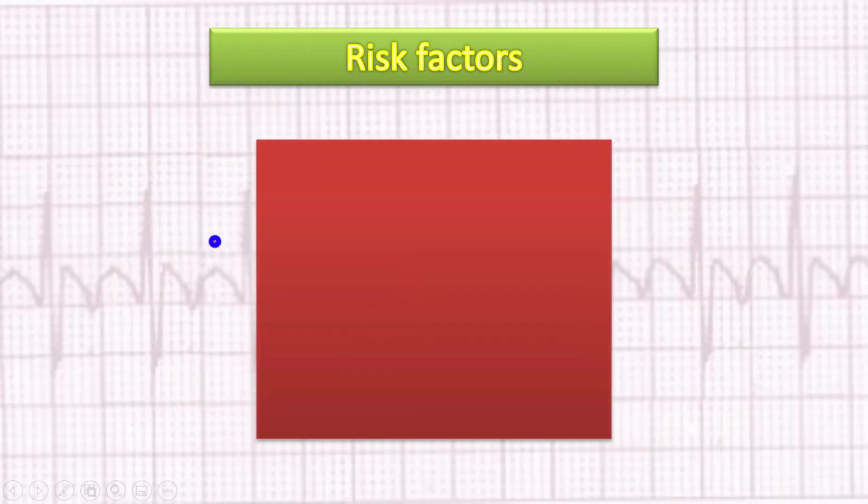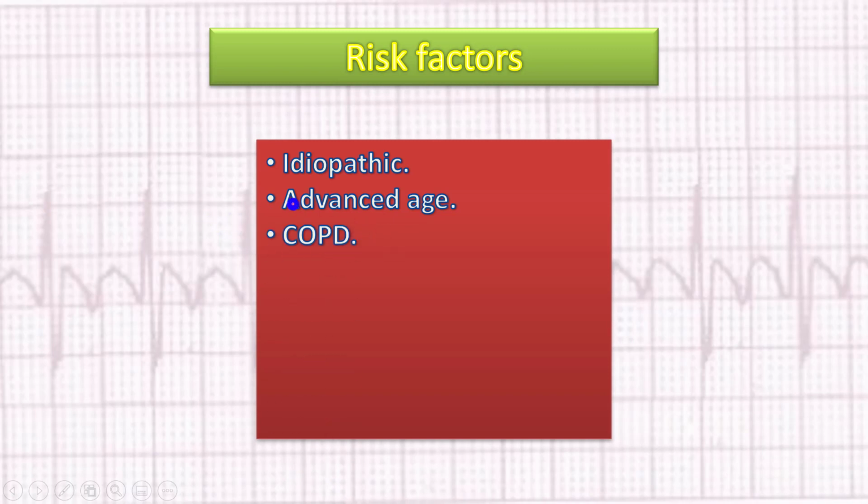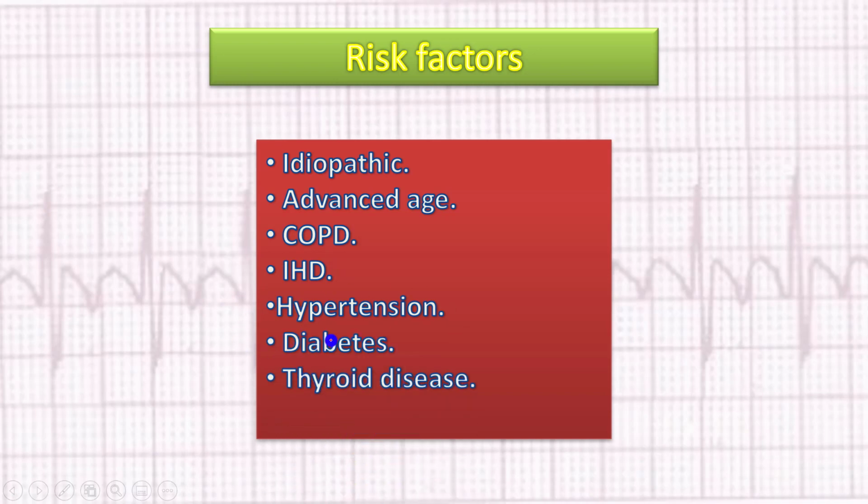The risk factors causing the atrial flutter: most of the cases are idiopathic. Advanced age is one of the most important risk factors for either atrial fibrillation or atrial flutter. COPD, due to chronic hypoxemia and pulmonary hypertension, which causes right ventricular enlargement and right atrial enlargement, and this enlargement causes this sort of arrhythmia. Ischemic heart disease, which is accused in most cases of arrhythmias. Hypertension, diabetes, thyroid disease, and alcohol abuse.